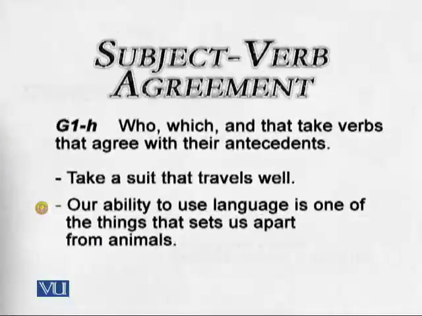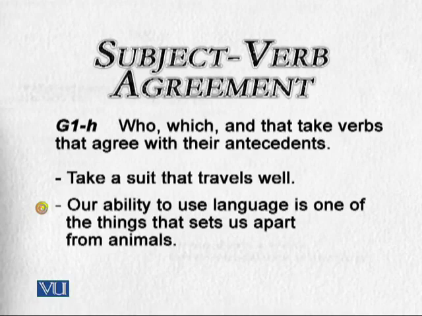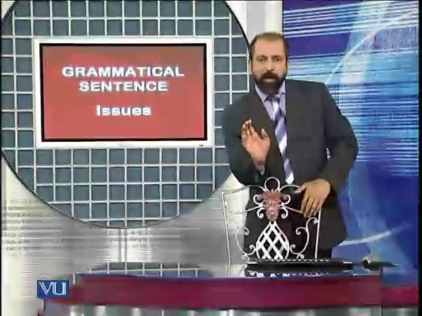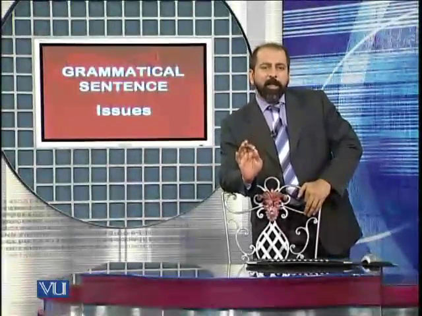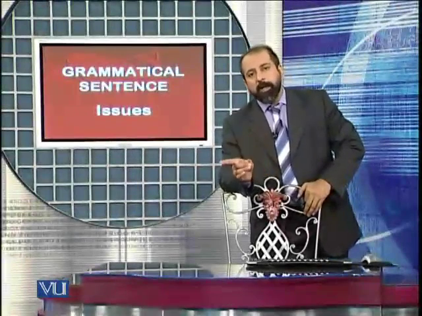Like the second sentence, you can see, our ability to use language is one of the things that sets us apart from animals. Now, this sentence is very interesting. I need your attention here. Look, one of the things that sets us apart. Now, that's antecedent. Now, ask yourself, that's antecedent is one or things?